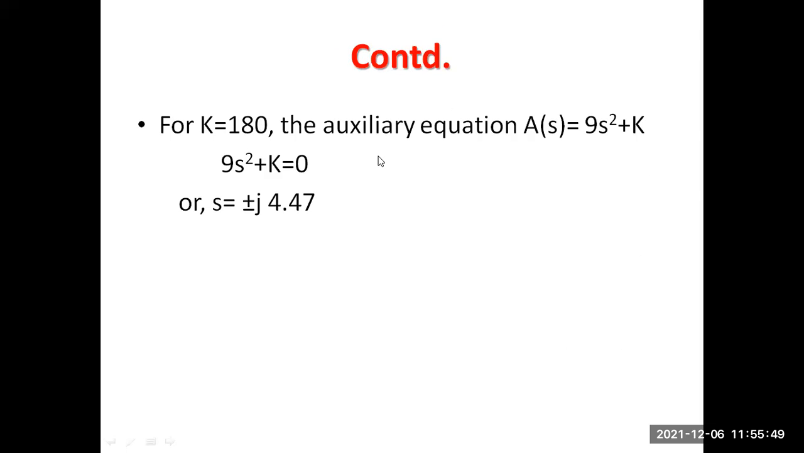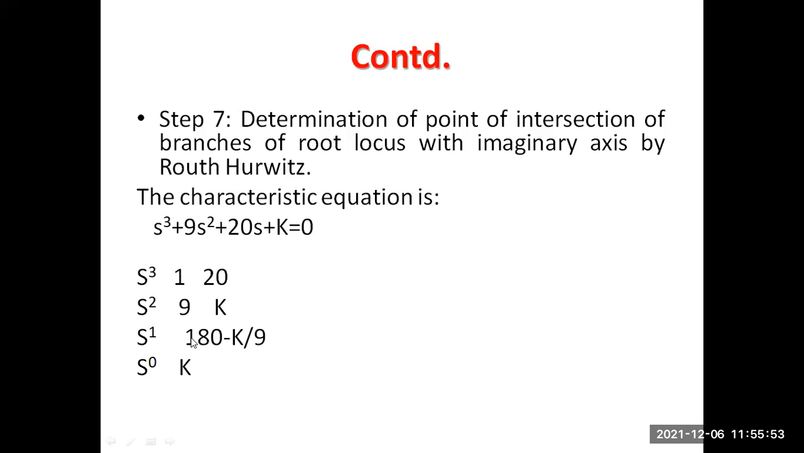Correct. Now you form the auxiliary equation. How can you form it? Just above this one: 9s square plus 180 equal to 0. So calculate what should be the value of s. Substitute k equal to 180. It's 180, not 180 degree.